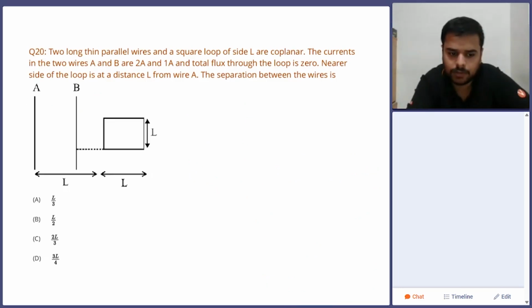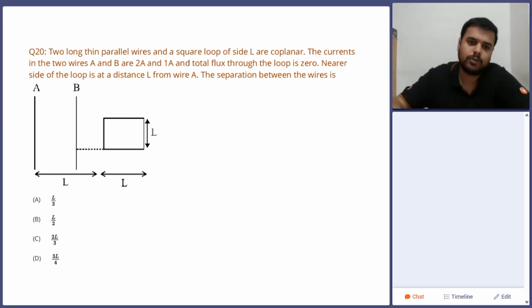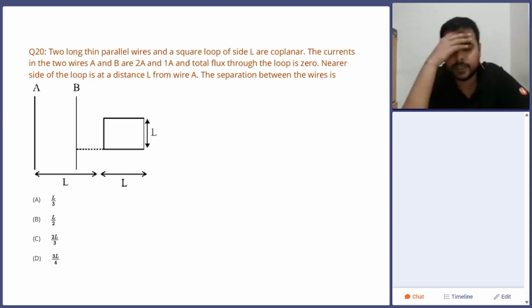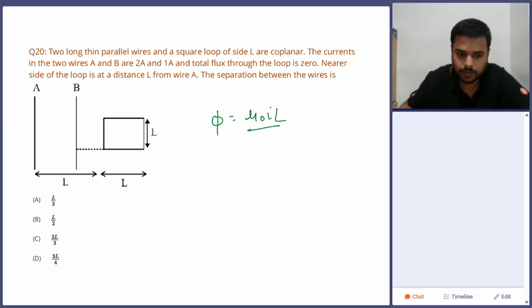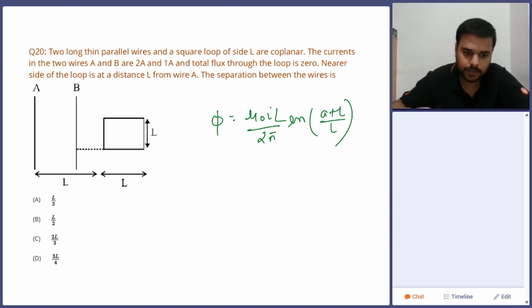Two long thin parallel wires and a square loop of side capital L are coplanar, right? The currents in the two wires A and B are 2 ampere and 1 ampere, and the total flux through the loop is 0. The nearer side of the loop is at a distance L from wire A, and b is the separation between the wires. Okay. So we know the flux linked with the loop due to a current carrying wire will be how much? Mu naught I L by 2 pi ln (a plus L) by L. Okay. And what is a? It is the distance of the nearer edge of the wire.